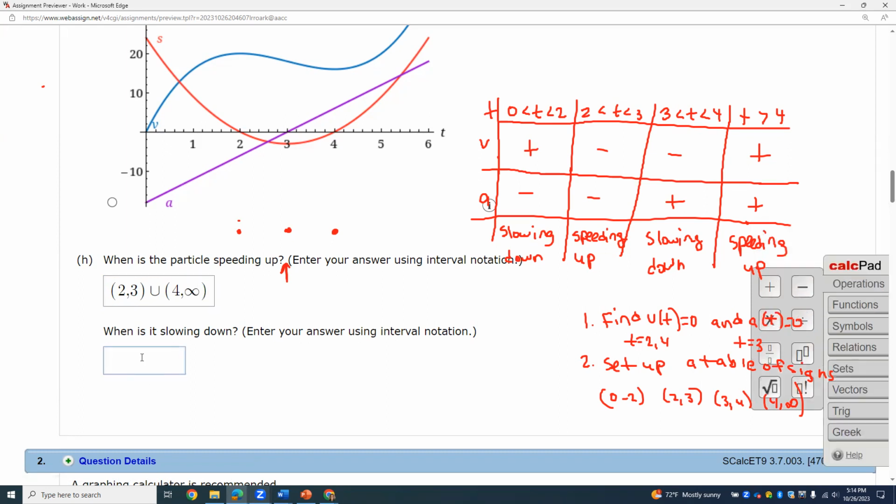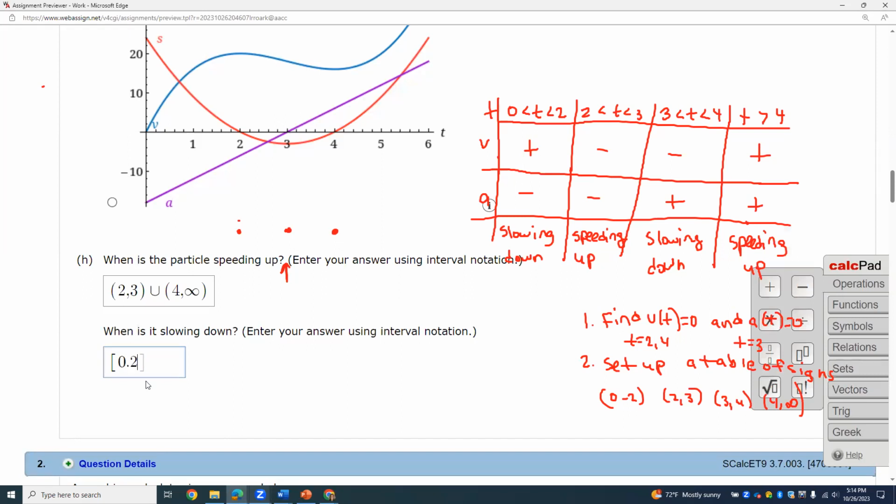Next one is, when is it slowing down? I find both of these together, because it's slowing down from 0 to 2, and then again from 3 to 4. I know it's sort of unusual to have 0 included like that, but it's only because it says that t is greater than or equal to 0. It would still be slowing down at 0, because the velocity would still be positive and the acceleration would still be negative, in theory, if it had started right at 0. And slowing down from 3 to 4.